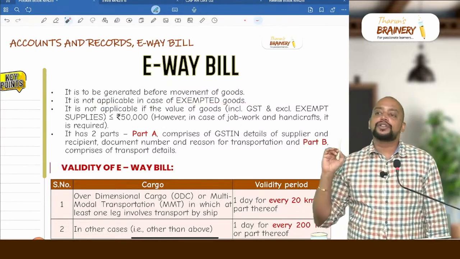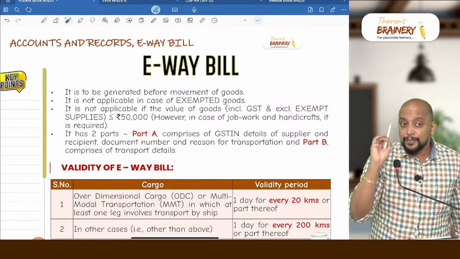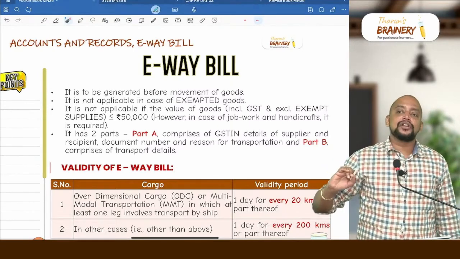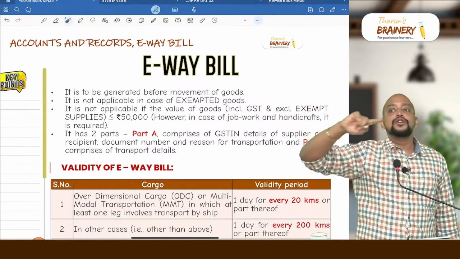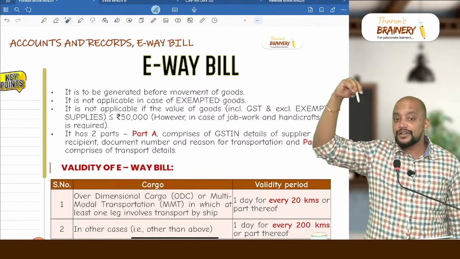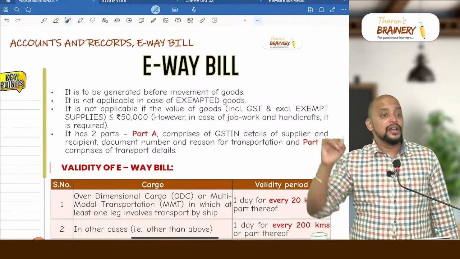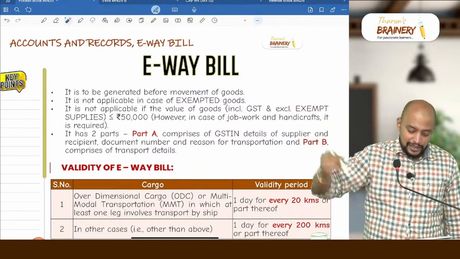So only for taxable goods we need to maintain an e-way bill, and for exempted goods we need to carry only the bill of supply. If the bill of supply is not carried, then again a penalty will come, 2% of the value or 25,000, whichever is lower, not higher, whichever is lower. And if the owner is not coming forward, 5% of the value or 25,000, whichever is lower.